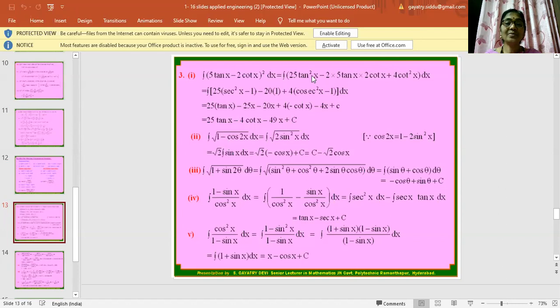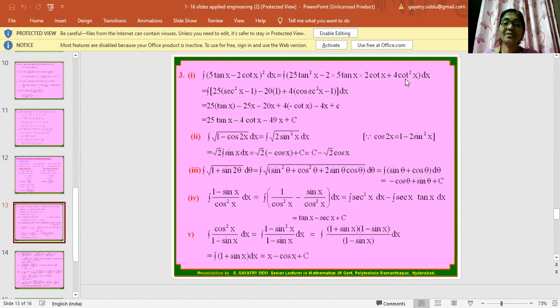Integration of tan square: there is no formula for integral tan square. Only integral secant square is there. So transform this tan square x using the fundamental rule as secant square x minus 1. Similarly, there is no formula for integral cot square x.